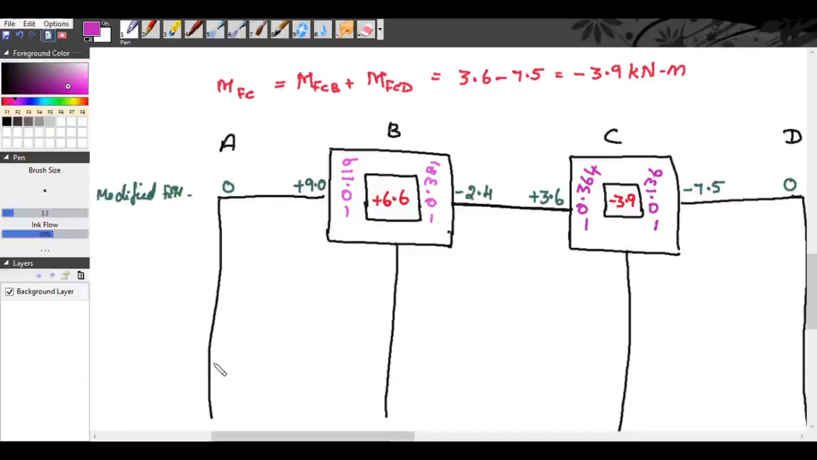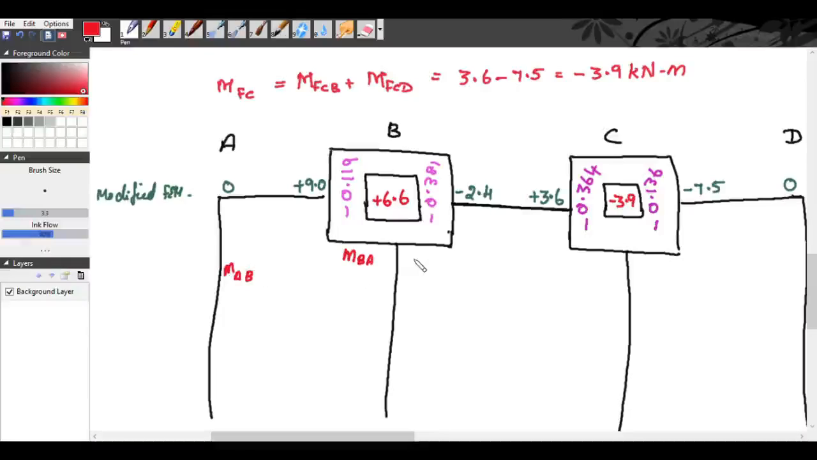Now we have to find the rotational contributions of each joint. These rotational contributions are represented by small m. So small m AB, small m BA.